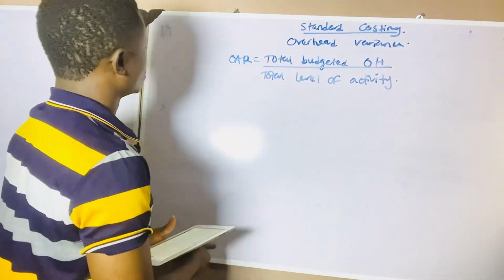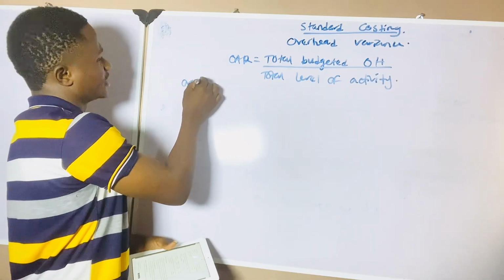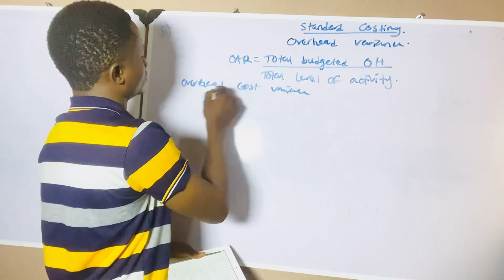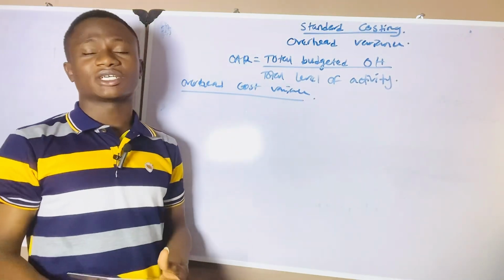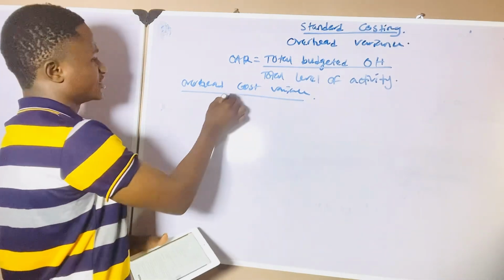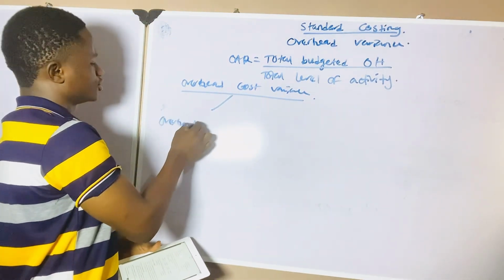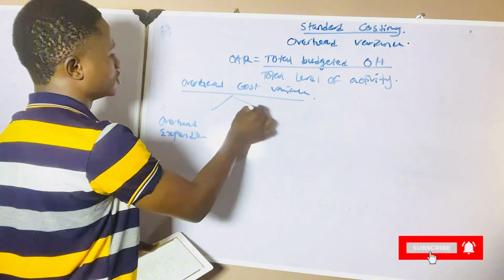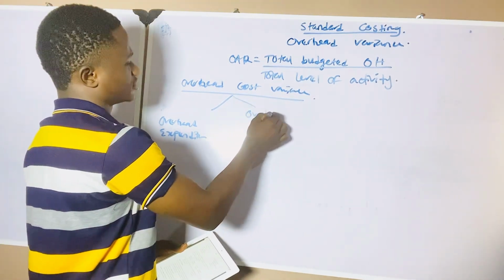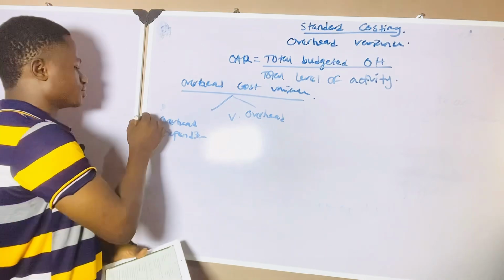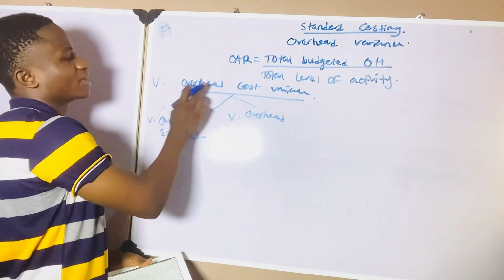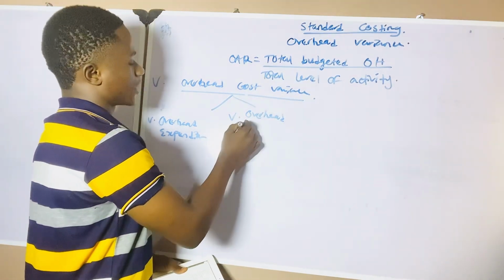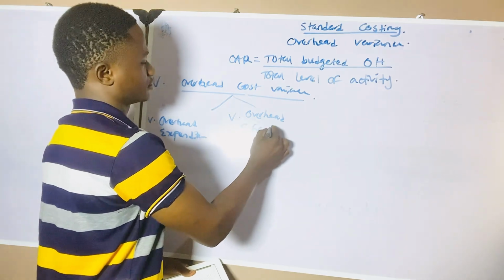So now when it comes to overhead cost variance, there are majorly two types I'm going to look at. We have the overhead expenditure variance, and we have the overhead efficiency variance. That's variable overhead. Please take notes, not just overhead. So when it comes to variable overhead cost variance, we have the variable overhead expenditure variance, and we have the variable overhead efficiency variance.